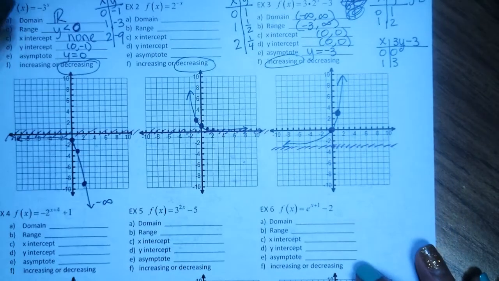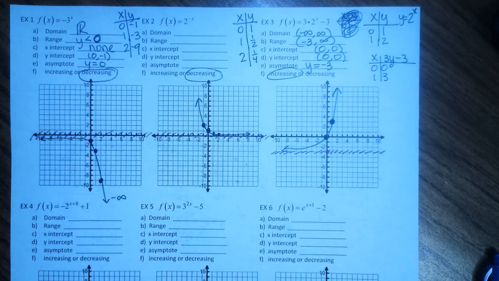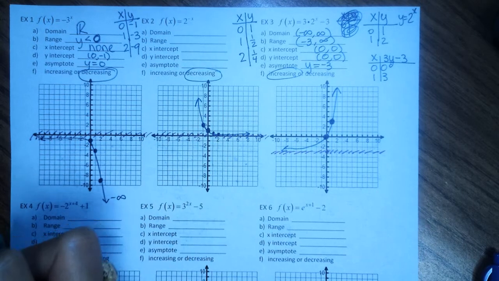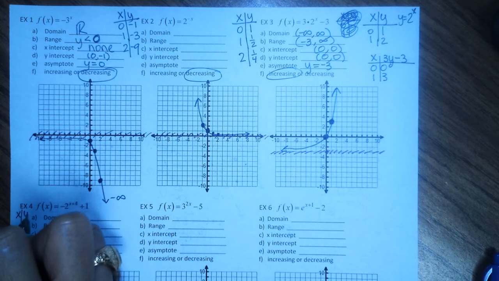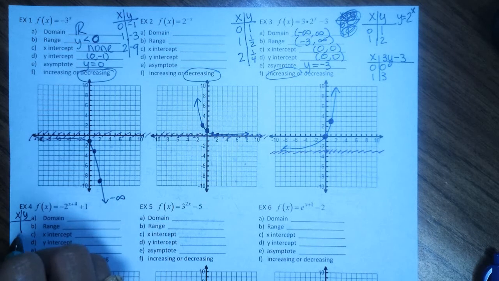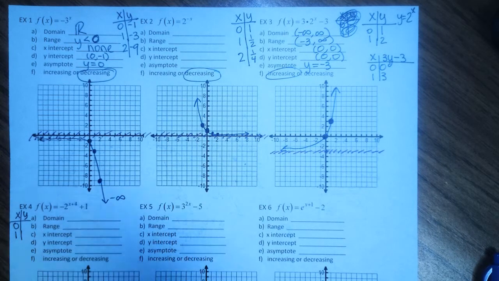And that is how I graph exponential functions. Now we're going to practice a couple more. I guess we can practice example 4. You can graph example 4 by making your own table of values and plugging in your own x. So you can plug in x equals 0 here, figure out what y would be. And then you can plug in x equals 1, figure out what y would be.